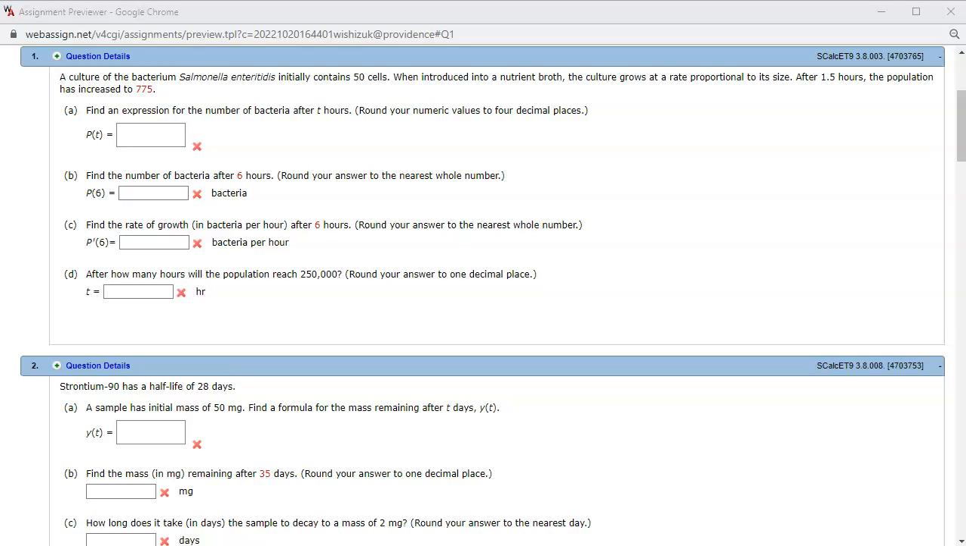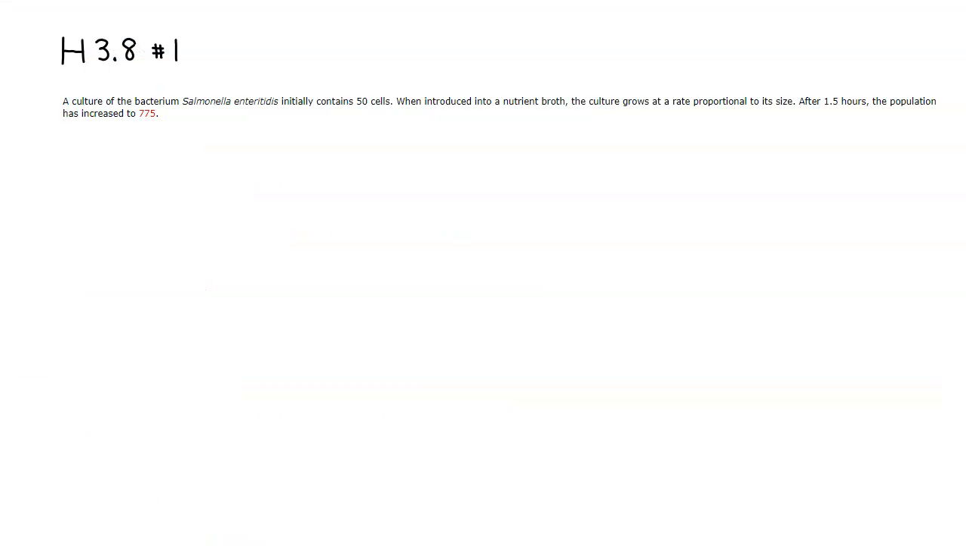Alright, let's look at homework 3.8, problem number 1. It says that the culture of bacterium initially contains 50 cells. So the initial population, I'm going to call it P0, is 50. So we got that.